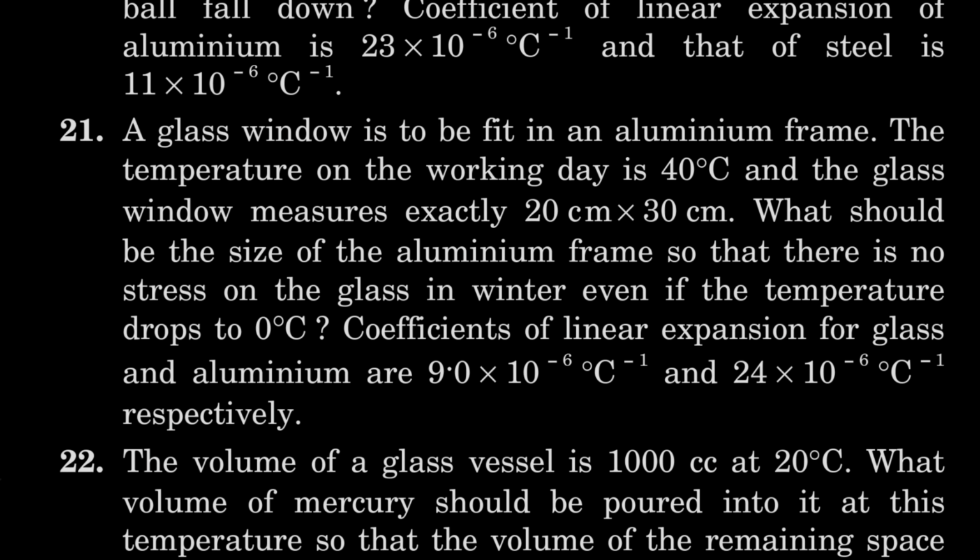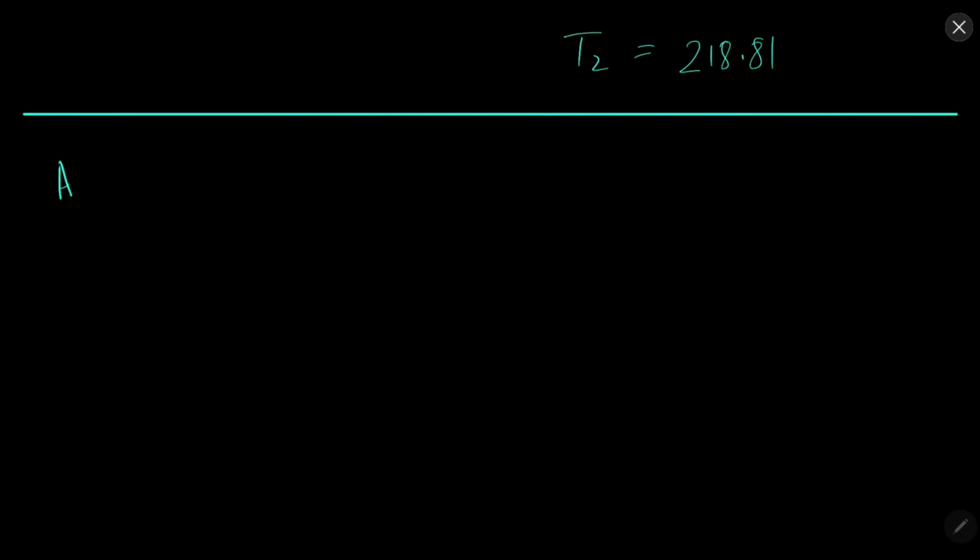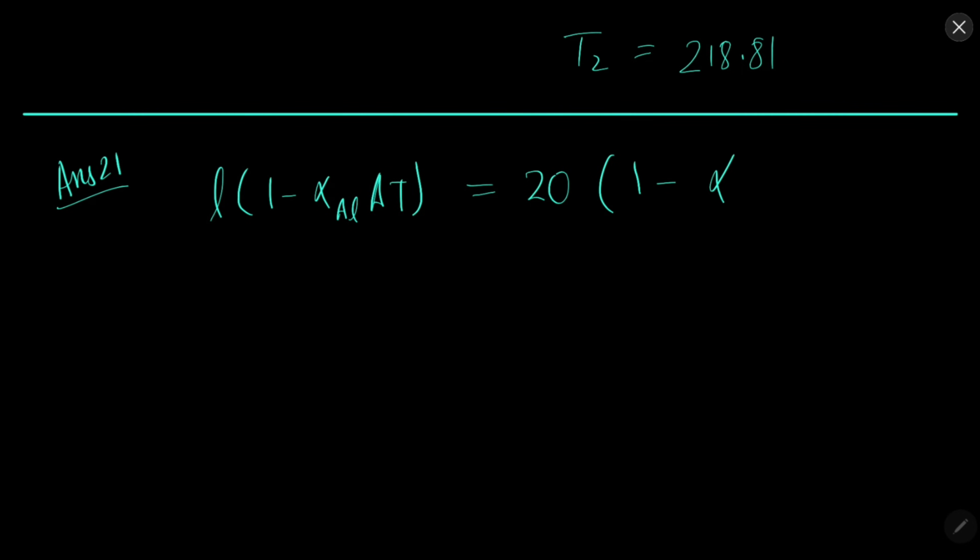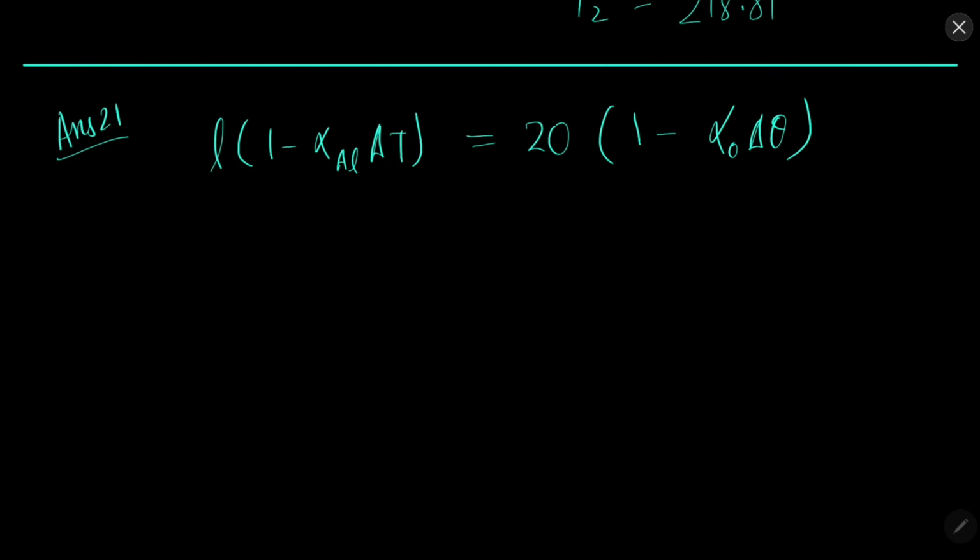In question 21, glass window is to be fit. What should be the size of aluminum frame so that there is no stress on the glass in winter even if temperature drops to 0 degrees Celsius? Solution 21. So here 1 minus alpha del T, 20, del T. Let's call this del theta so that we do not get confused in them. Or let it be del T because they are same.